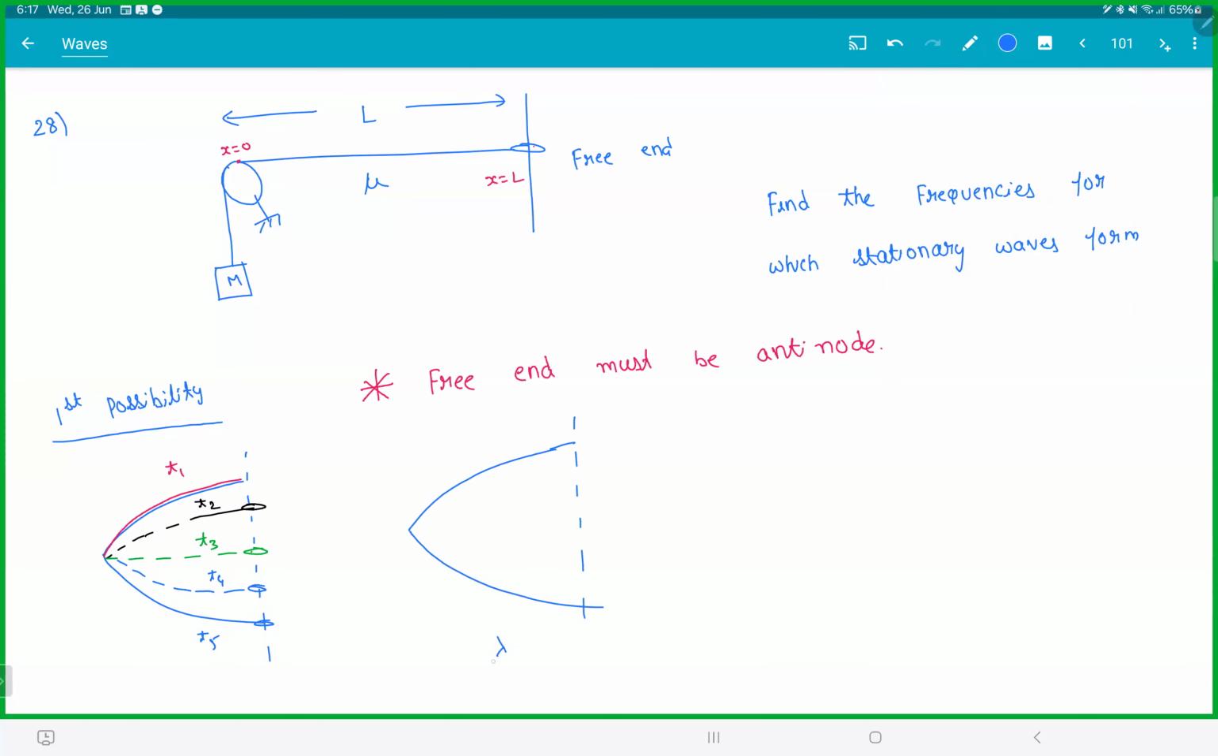And we know for a half loop, the distance is lambda by 4. So this is x is equal to 0. This is x is equal to L. So lambda by 4 is equal to L. So we get frequency will be V by 4L. This is your fundamental frequency, the first harmonic. That's a definition. First harmonic is the first possibility. 4L will come.